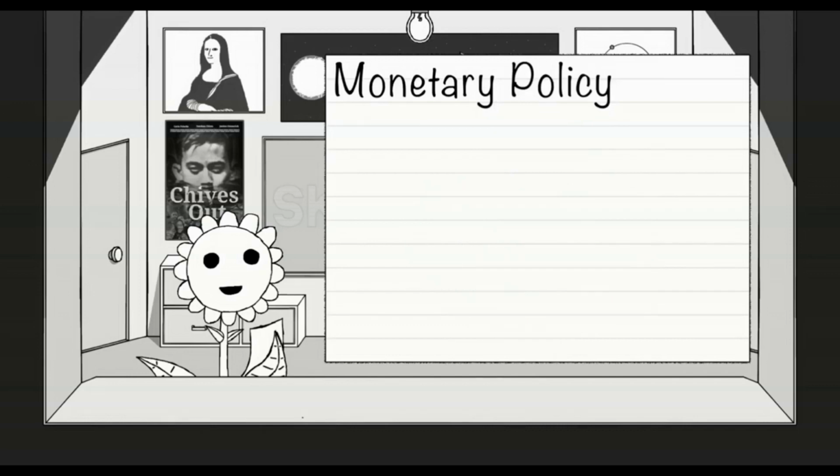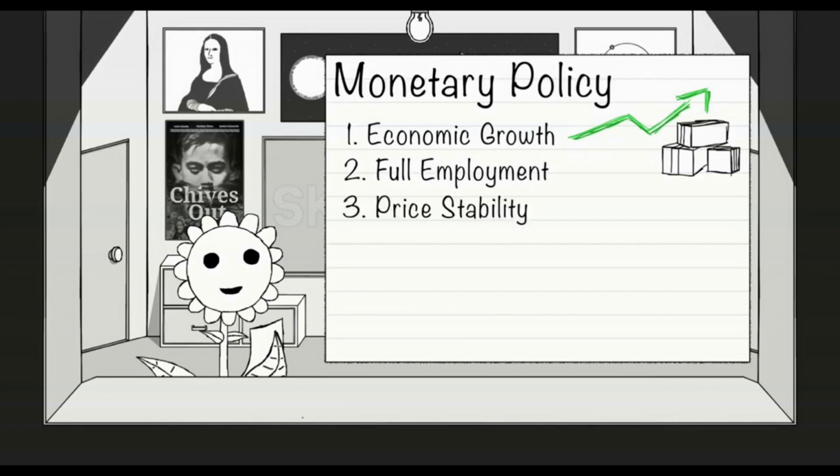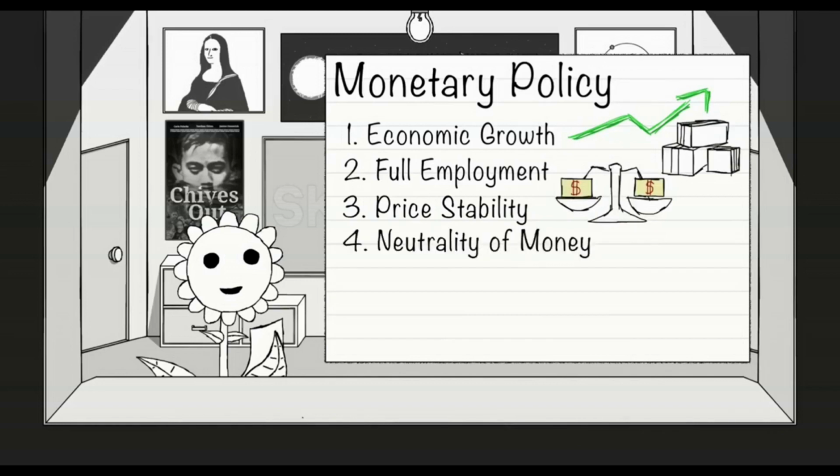The objectives of monetary policy: first, economic growth, increasing the capacity of an economy to produce goods and services. Second, full employment, an economic situation in which all available labor resources are being used in the most efficient way possible. Third, price stability, the price level where the supply of money equals the demand for it is the equilibrium price. Fourth, neutrality of money, the change in the stock of money. Fifth, exchange rate stability, in which a currency's value is fixed against the value of another single currency.